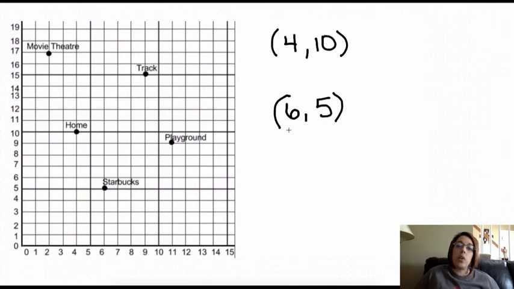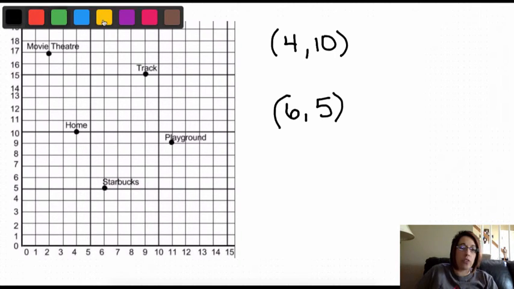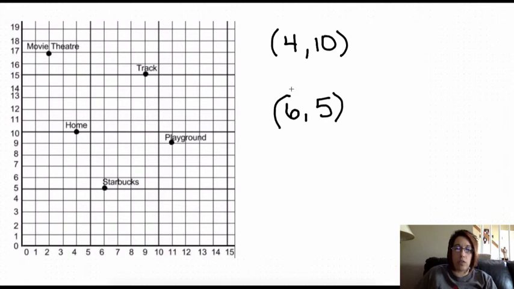Now, we need a coordinate to describe the trip. So we start with our starting place, our ending place, and we're going to leave a space in the middle. I'm going to change colors so that we know that this is different information. This coordinate in the middle is going to describe the trip that we took to get from home to Starbucks.